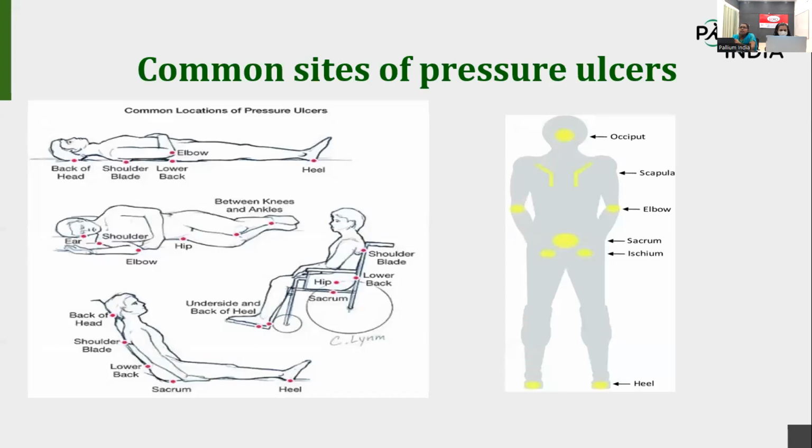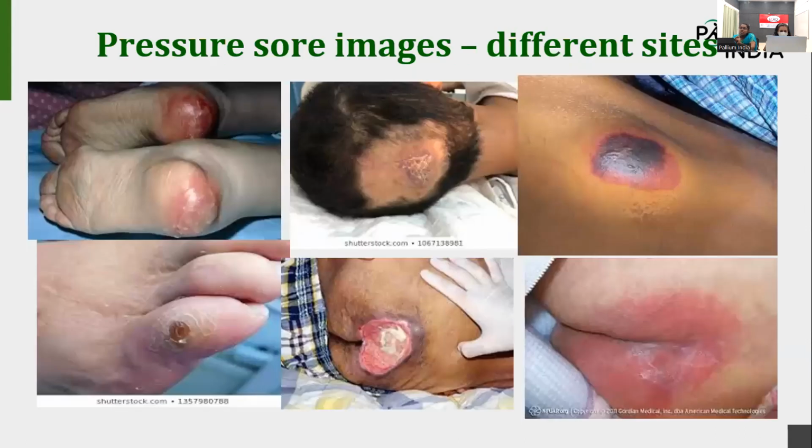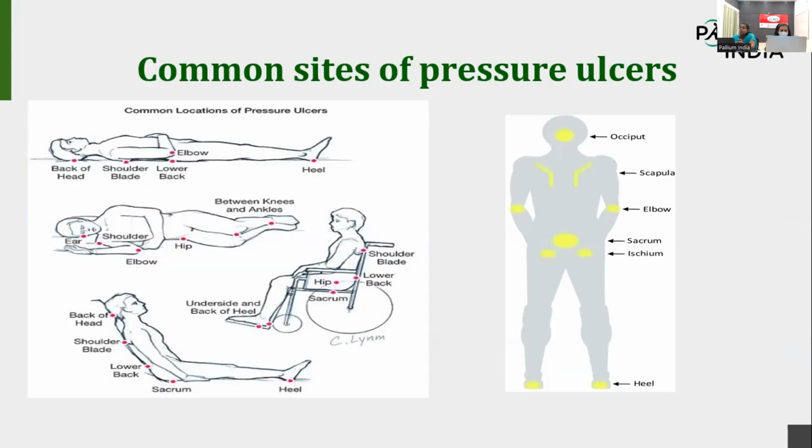Coming to the common sites, as I mentioned earlier, it can occur anywhere based on the patient position. It can occur on any body part, especially on the bony prominence, but it can occur anywhere. Even if the patient is in a wheelchair, the patient can get pressure ulcer. So they need to relieve the continuous pressure at least every 15 to 20 minutes. I'll come to later how to relieve the pressure for wheelchair patients.